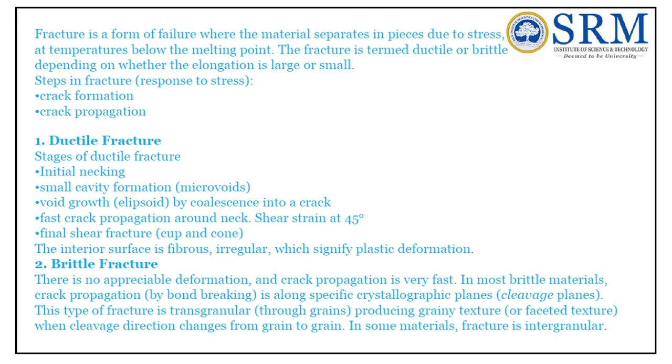Cracking through grains is very dangerous. Generally the metal fracture takes place along the grain boundaries. So if the crack propagates through the grains, it is very dangerous. That's what brittle fracture is, very dangerous. Fatigue is also one type of brittle fracture. In some materials fracture is intergranular, that is, it passes through the grain boundaries.